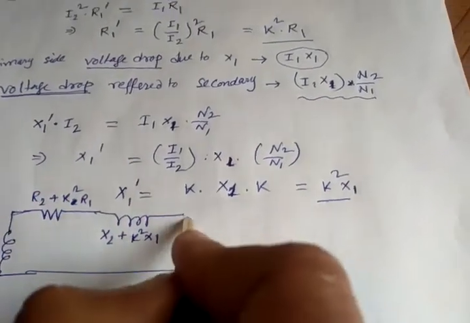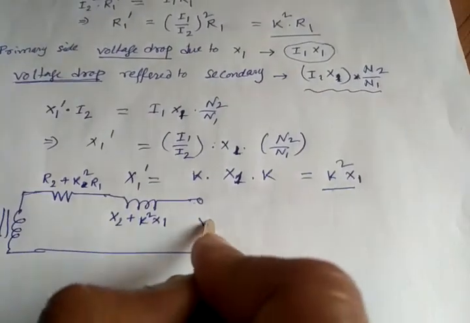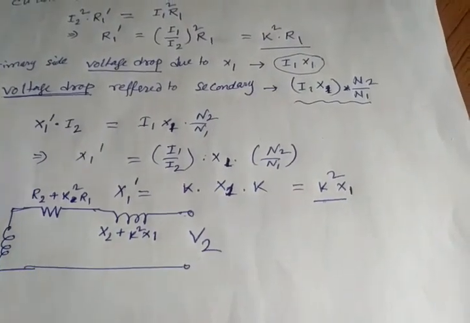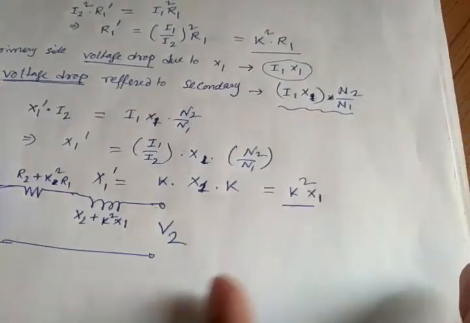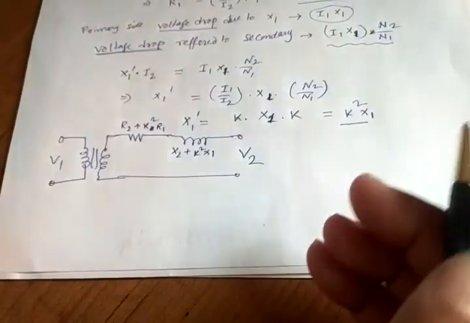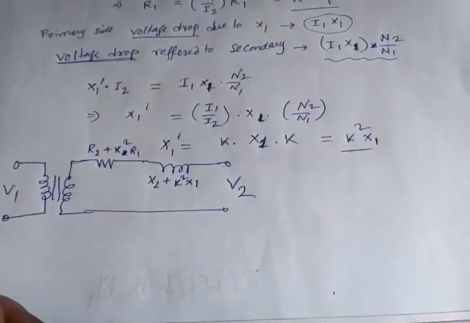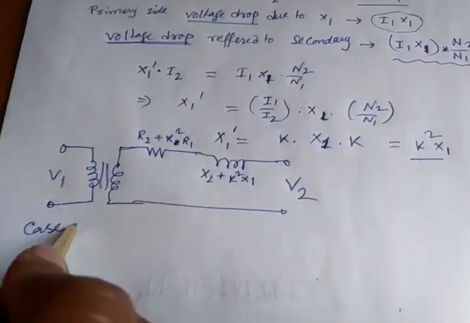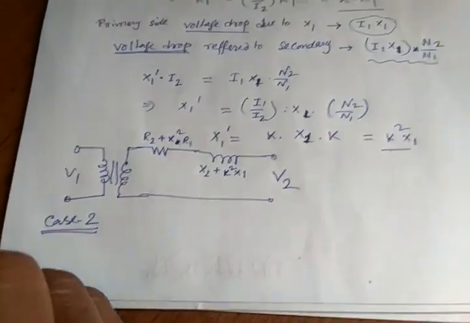So this is the total reactance. Now this is V2, this is V1. So this is the equivalent circuit when everything is referred to the secondary, or we are transferring everything to the secondary. And case 2 will be if we transfer everything to the primary.